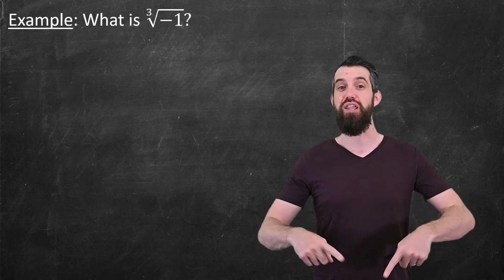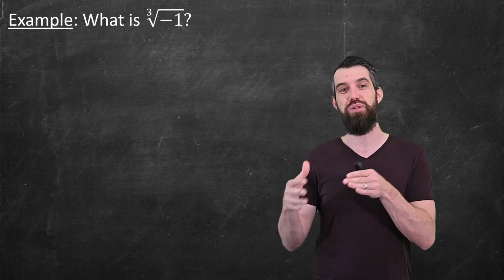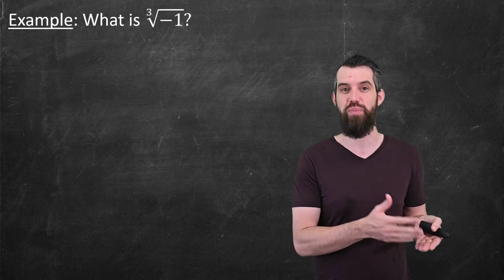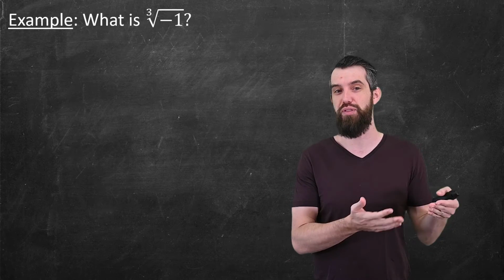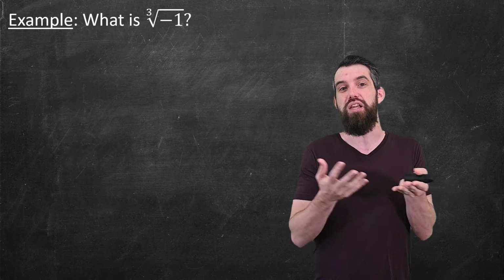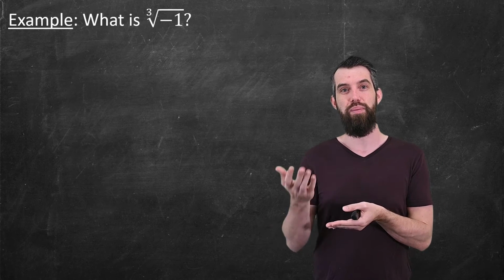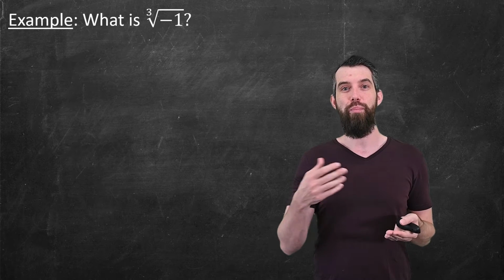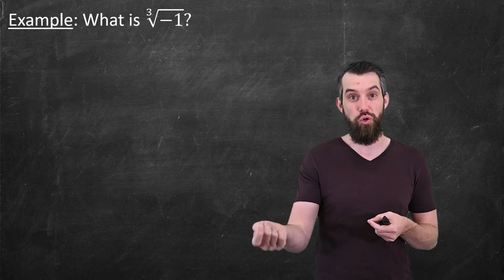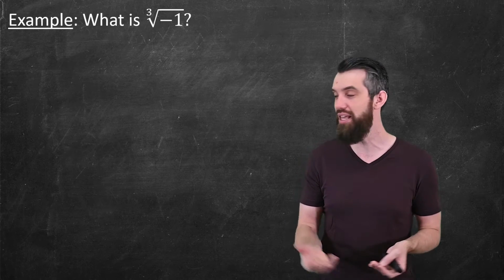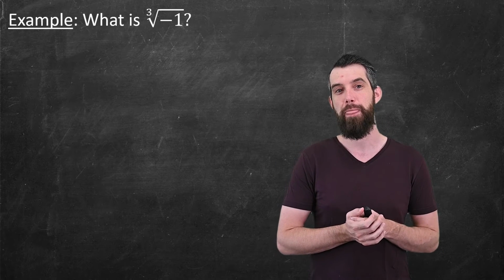This is a third degree polynomial, and as we saw in the first video in our series on complex numbers, a third degree polynomial, by the fundamental theorem of algebra, ought to have 3 complex roots. Well, if you've seen this before, you might say minus 1 is an answer, because minus 1 cubed gives you minus 1. So you might say the answer to this is minus 1.